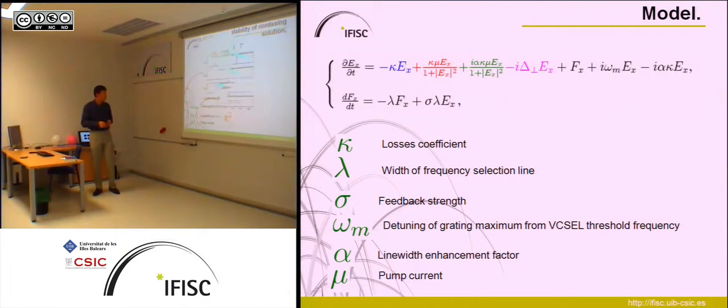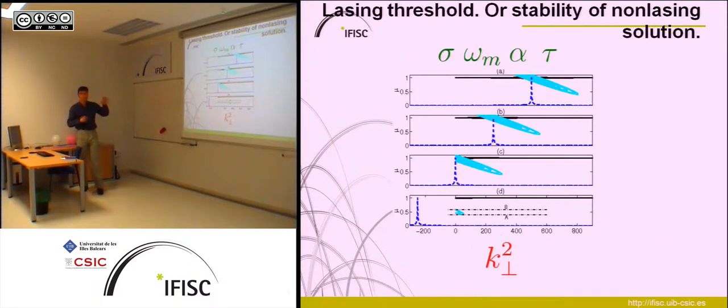In this slide I show the stability properties of the trivial solution. In the horizontal axis I show the square of the transverse wave vector. In the vertical axis I show the pump current. And we have two compound effects in this system. The first effect is frequency selection. The second effect is diffraction, which provides detuning of off-axis modes from on-axis modes.